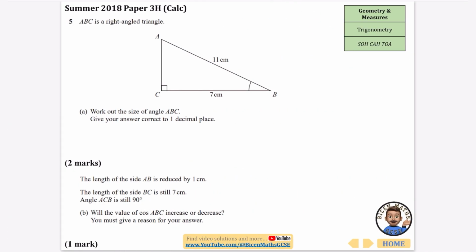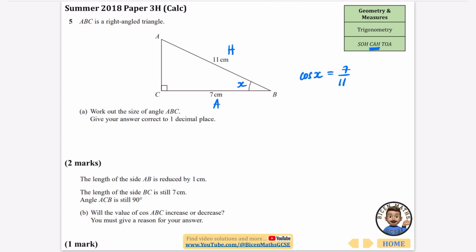Okay, this one says ABC is a right angled triangle. Work out the size of angle ABC, which is the thing I'm going to call x there. And it wants our answer correct to one decimal place. So relative to the angle, this one is adjacent to it, and obviously this one is the hypotenuse. So this is going to be the adjacent and the hypotenuse, which means out of these three, I'm going to be using cos. So this tells me that the cos of my angle is the adjacent divided by the hypotenuse.